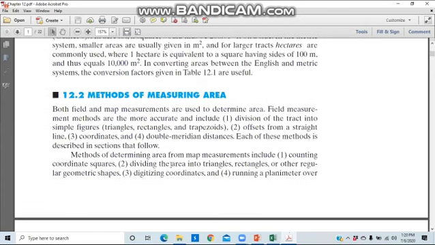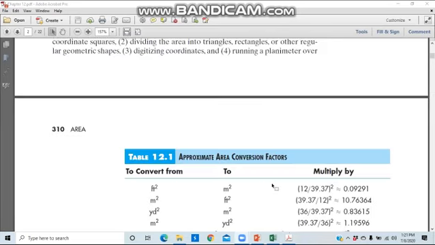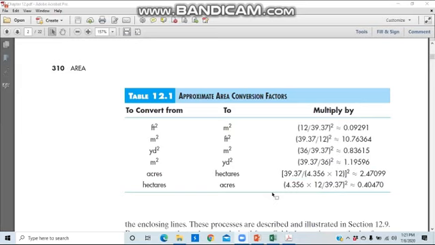So there are methods of determining area for map measurements, which include counting coordinate squares. We will see how we can do that. Dividing the area into triangles, rectangles, or other regular geometry. Running a planimeter over the area. So this is like an automatic kind of thing. You have that instrument and you run that instrument on the boundary of whatever survey area yours is, and you calculate the area by closing the loop, right?